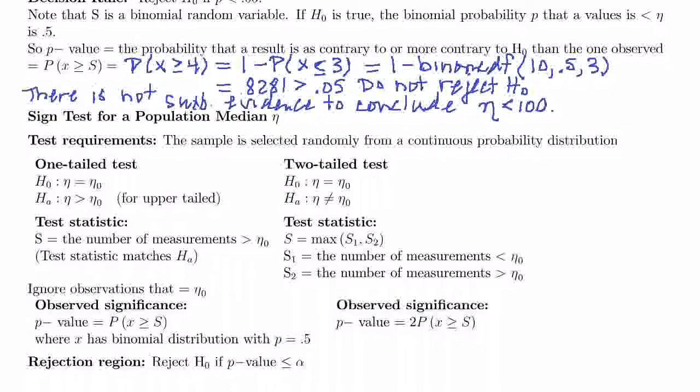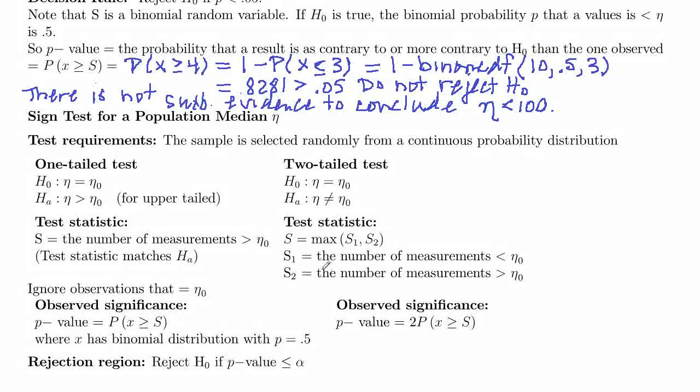So here's a general setup for a Sign test for population median. Your test requirement is that your sample is selected randomly from a continuous probability distribution. For a one-tailed test, your null is eta equal to eta 0, so a default value. For an upper-tailed test, the alternative will be eta greater than that default. For a two-tailed, it'll be not equal. Your test statistic is the number of measurements greater than eta 0 if it's an upper-tailed test. For lower-tailed, it'll be less. Make sure your test statistic matches your alternative hypothesis. If this is greater, this will be greater. If this is less, this will be less.